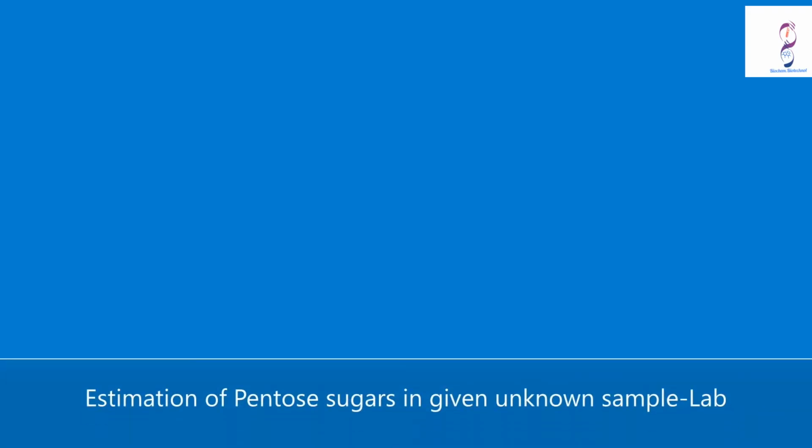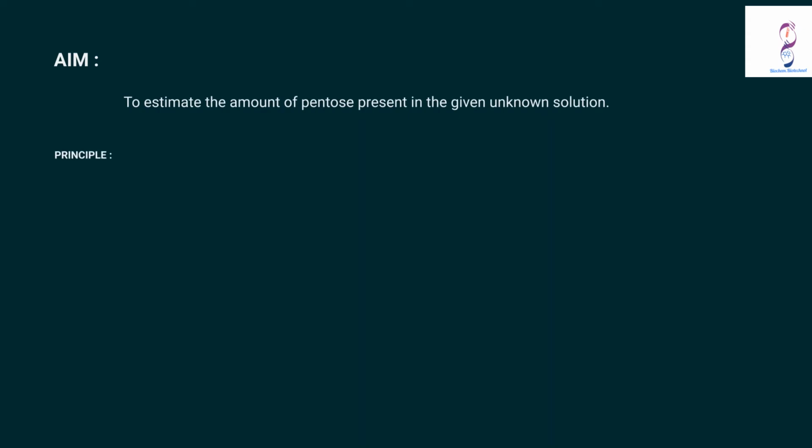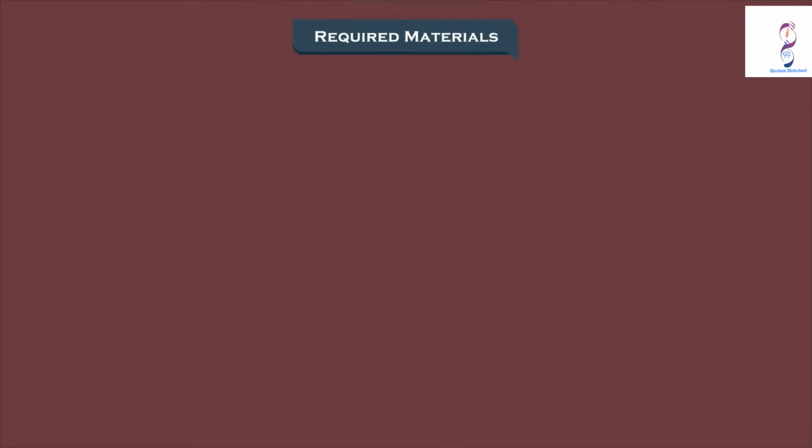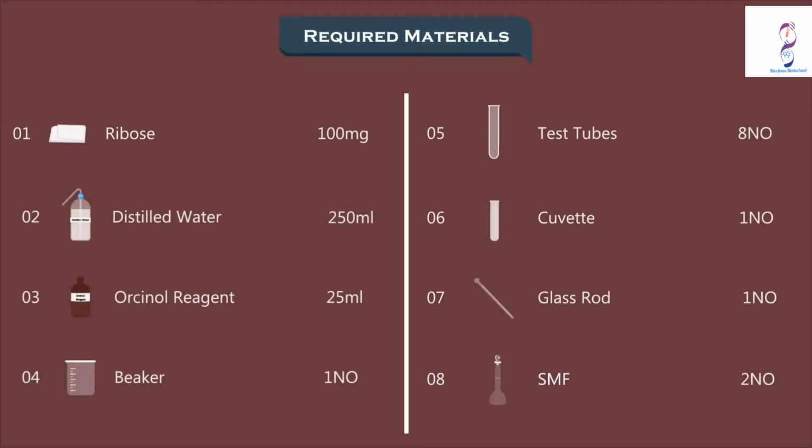In this video, we are looking at the estimation of pentose sugars in a given unknown sample. The principle is acid hydrolysis of DNA releases ribose, which in the presence of strong acid dehydrates to form furfural. Then orcinol further reacts with furfural to form a bluish green color complex, which is spectrophotometrically estimated.